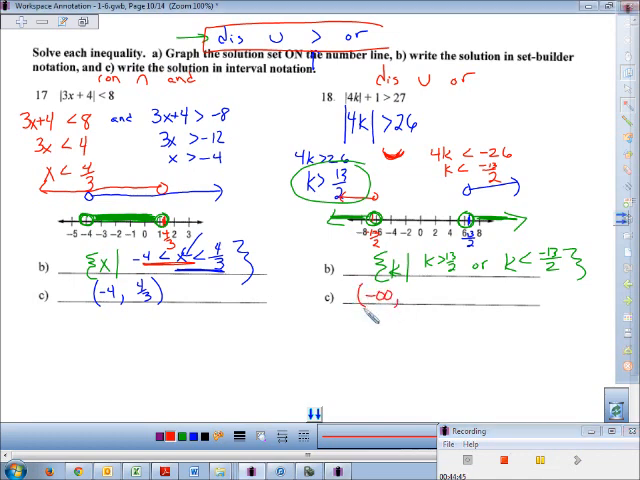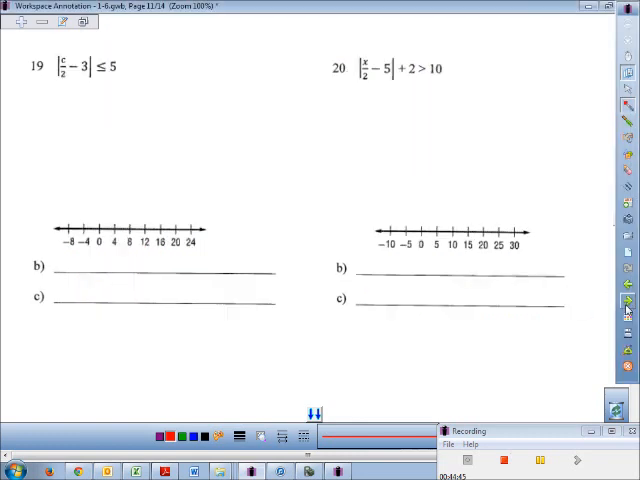Negative infinity. That's fine if you say negative infinity. From negative infinity, non-inclusive, to where? -13/2 with a parenthesis. Then from 13/2 to infinity. Nothing was included. Cool. One more easy one.